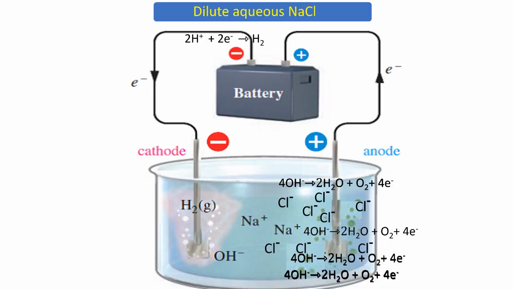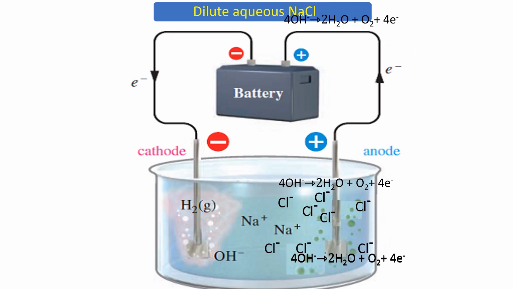On the other hand, at the anode you will get two anions here, chloride ions and hydroxide ions. But as per the electrochemical series, hydroxide is prior to lose electrons. So hydroxide will lose electrons to form water and oxygen gas. Here you will get bubbles of oxygen gas produced in the reaction. The other ion, chloride ion, will remain in the solution because in the electrochemical series, chloride is below hydroxide.